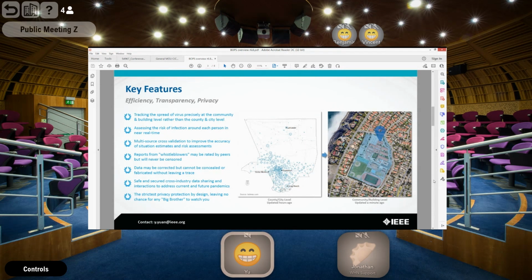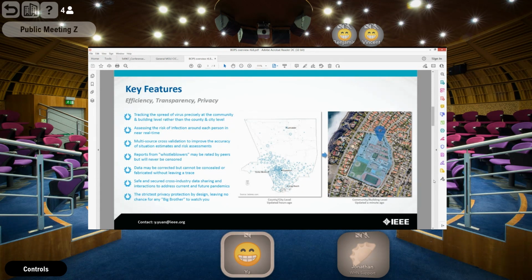Their reports, or I would say warnings, were censored by some local authorities. But in our system, reports could be peer reviewed, could be rated by peers, but will never be censored. And also, data could be corrected, but cannot be concealed or fabricated without leaving a trace. Which means if some people, organizational units, or entities with any purposes want to manipulate the data, that would be impossible if our system is deployed.